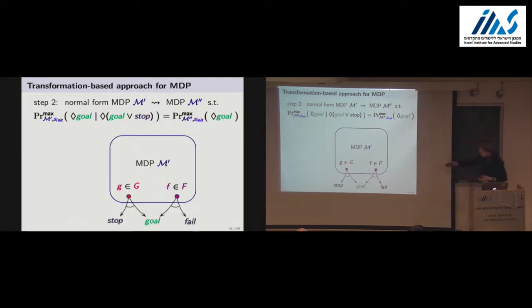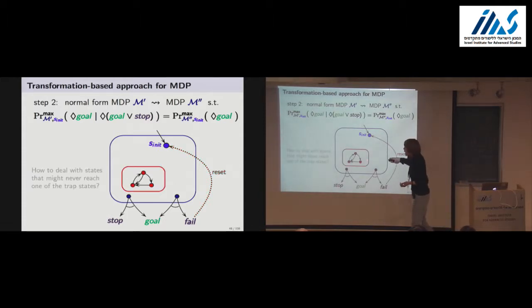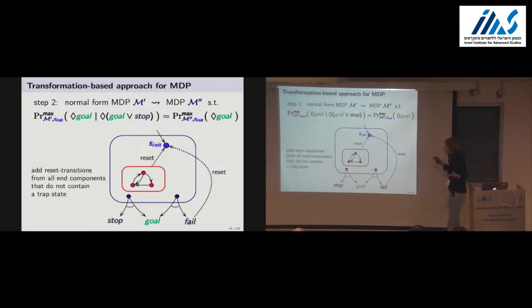And the idea, so this is again this normal form picture with these trap states, stop, goal, and fail, is now as follows. As soon as we reached fail, then we simply introduce a new transition and reset. We try again. That's the idea. Now there might be some end components inside this MDP M prime, where you can also stay forever without visiting goal or stop. And we just do the same thing.